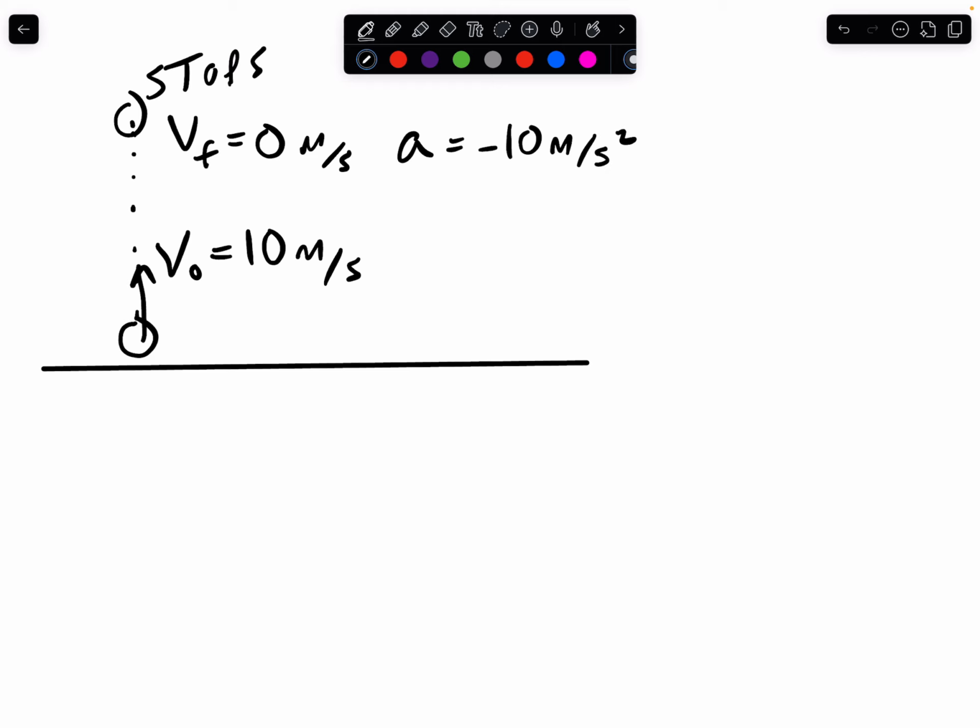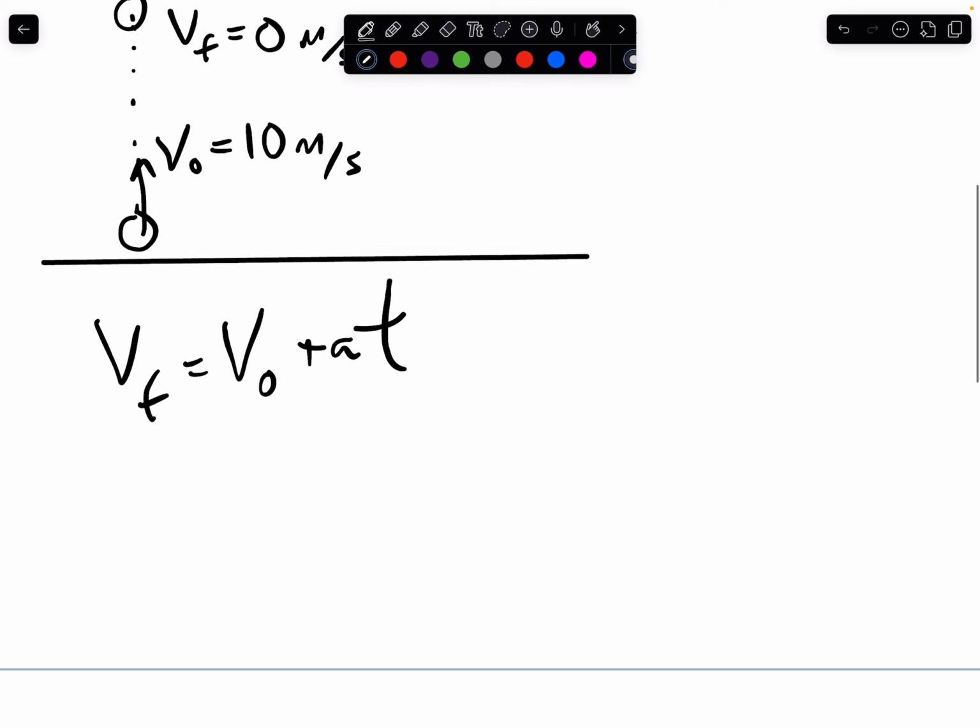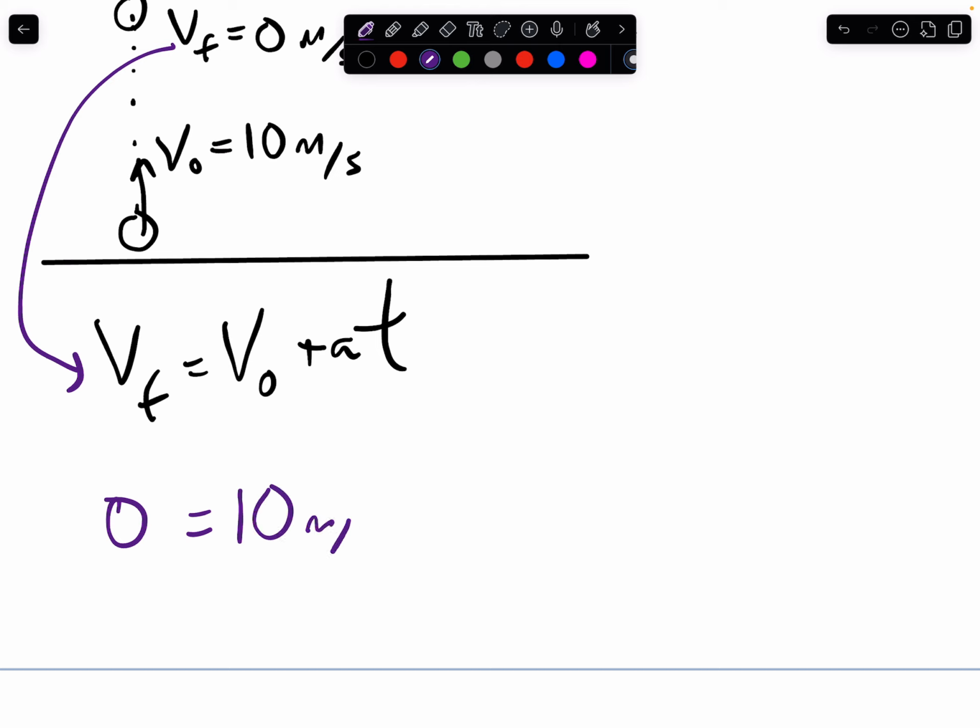And there's an equation that relates all of this, and that equation is V final is equal to V initial plus AT. This is nothing new here. So V final at the very highest position here is 0. V naught was 10 meters per second, plus the acceleration is minus 10.